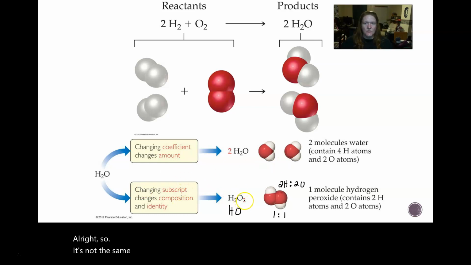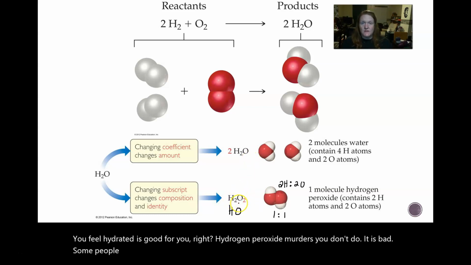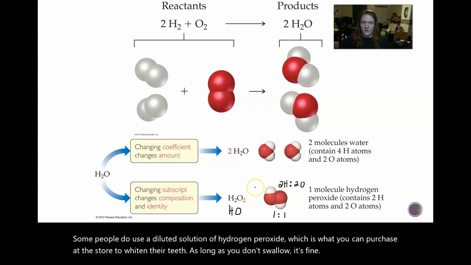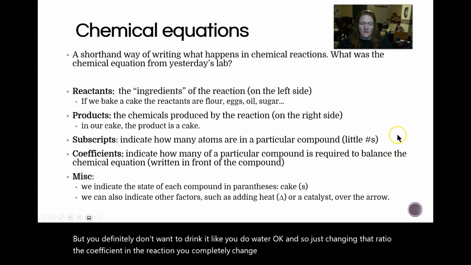If you drank hydrogen peroxide, you'll die. If you drink water, you feel hydrated. It's good for you, right? Hydrogen peroxide murders you. Don't do it. It's bad. Some people do use a diluted solution of hydrogen peroxide, which is what you can purchase at the store, to whiten their teeth. As long as you don't swallow it, it's fine. But you definitely don't want to drink it like you do water. Okay? And so just changing the ratio, the coefficient in the reaction, you completely change the chemical identity.